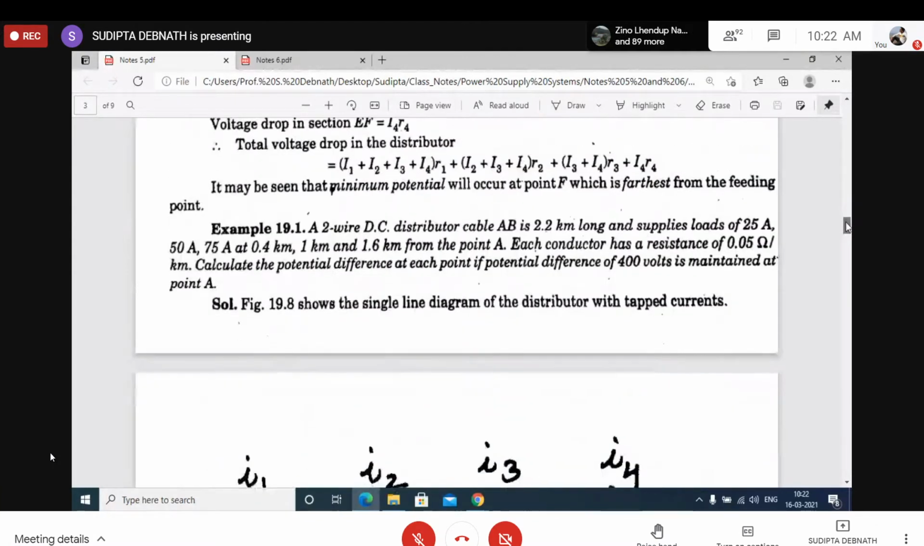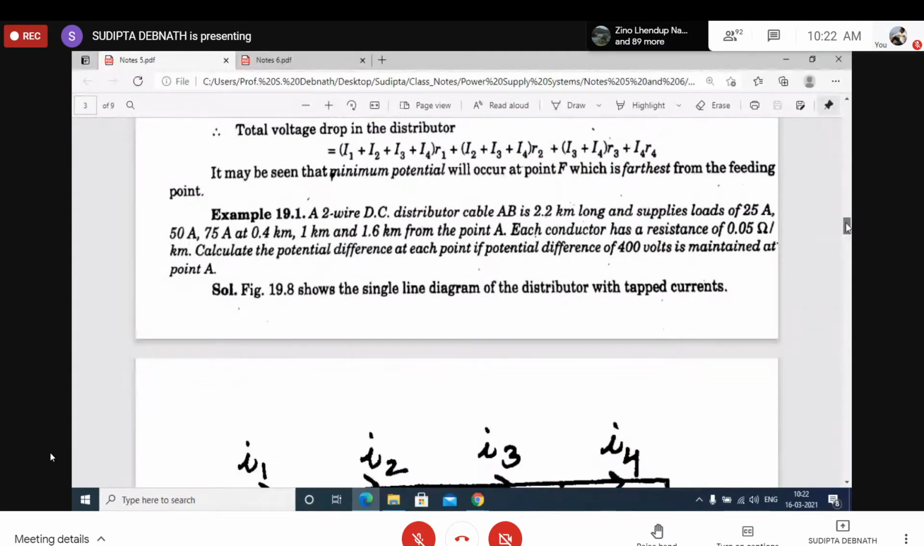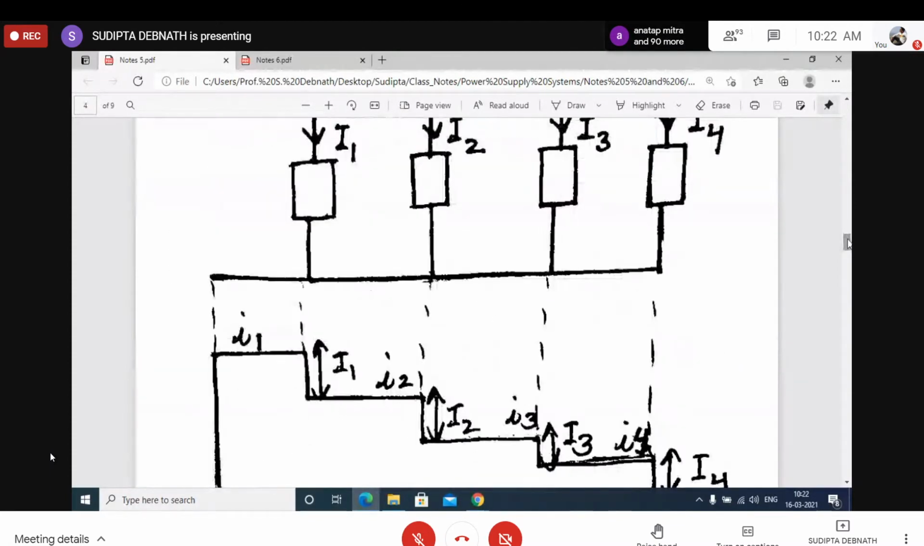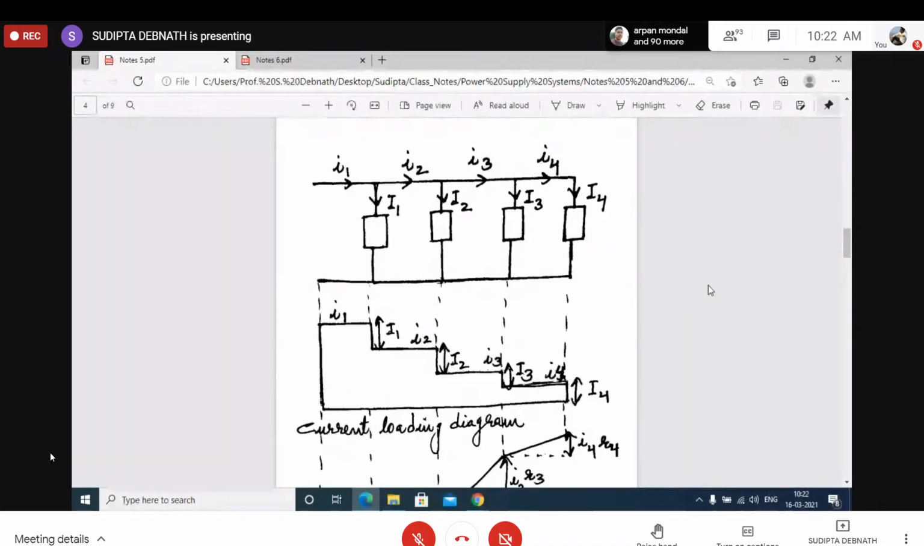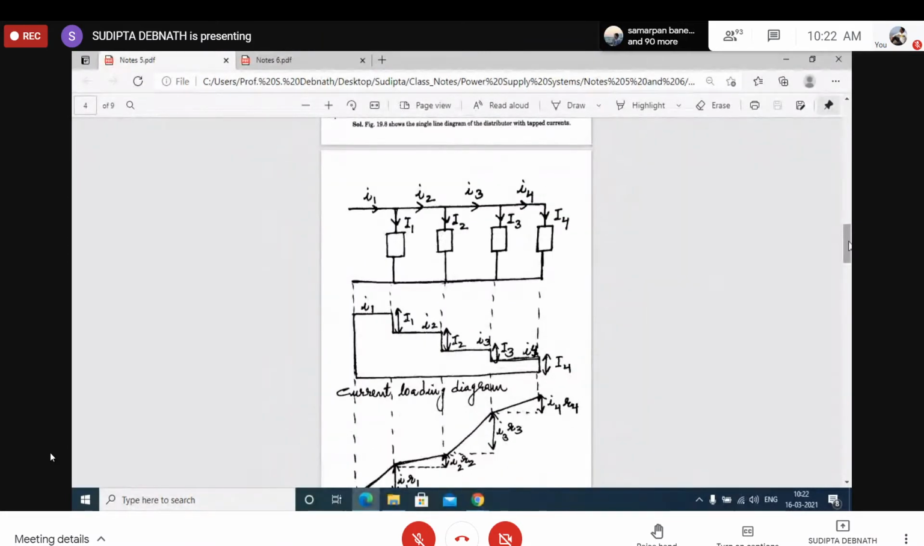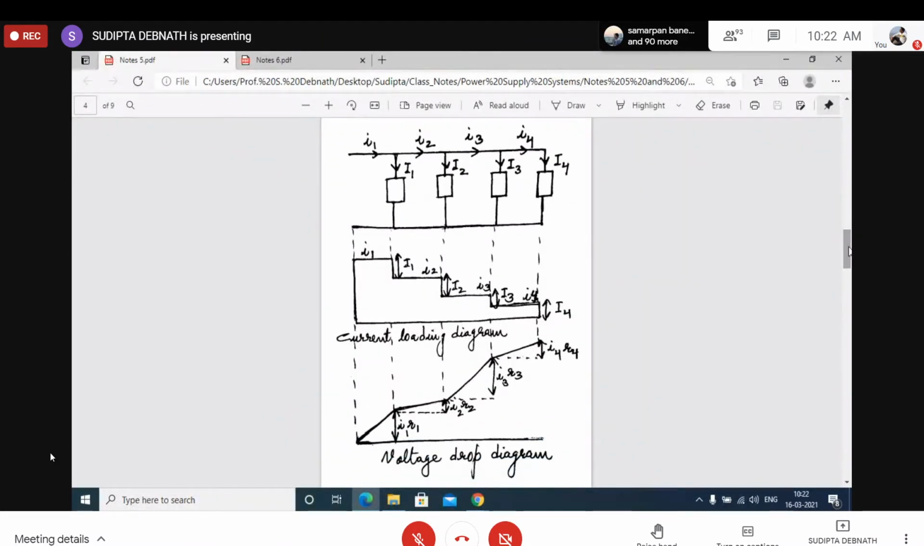Before going there, sometimes you are asked to draw the current loading and voltage drop diagrams. Say this is the case. This is the feeder fed at this end. So current is entering at this point only. So what is happening?